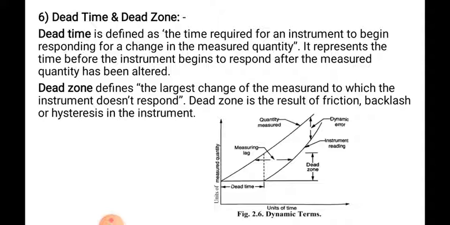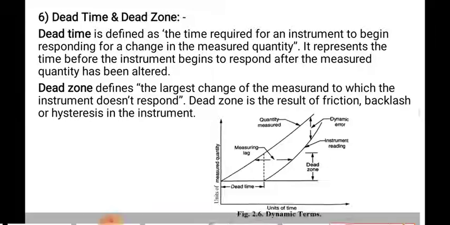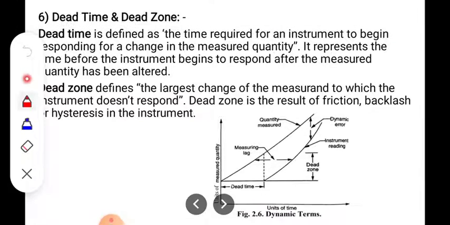Now what is dead zone? The largest change of the measured quantity to which the instrument doesn't respond, the largest change of the measured quantity to which the instrument does not respond. Okay, so here in this diagram we can observe for this much change, dead time means what? The time instant for which the instrument will not show the reading, and that is nothing but the dead time.